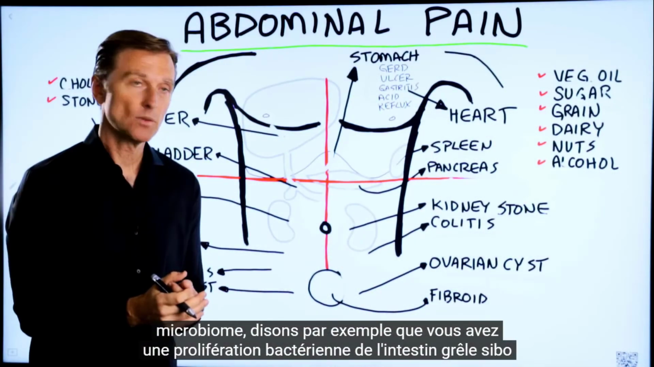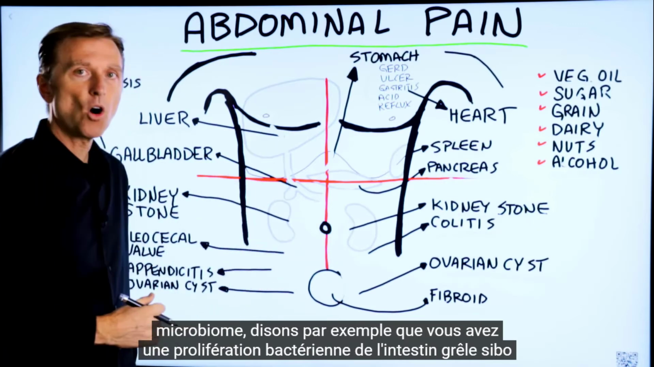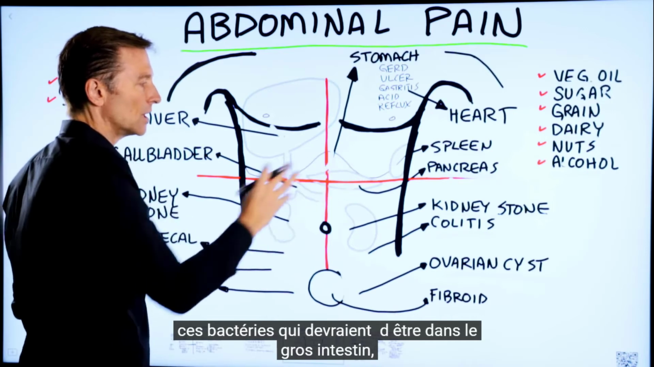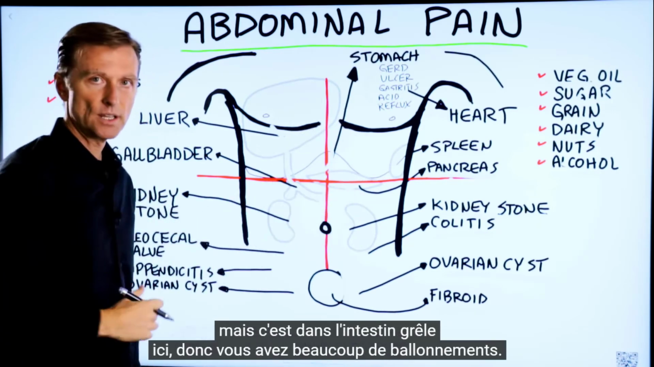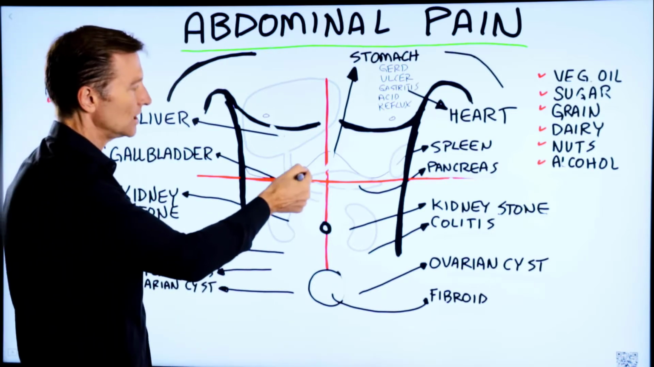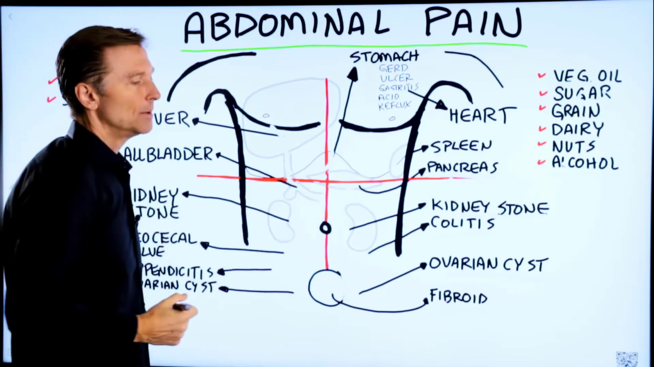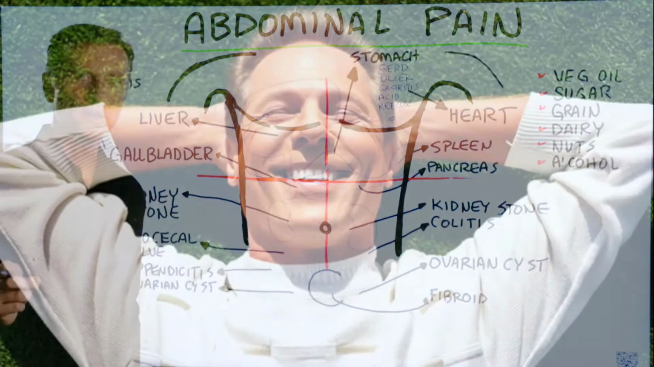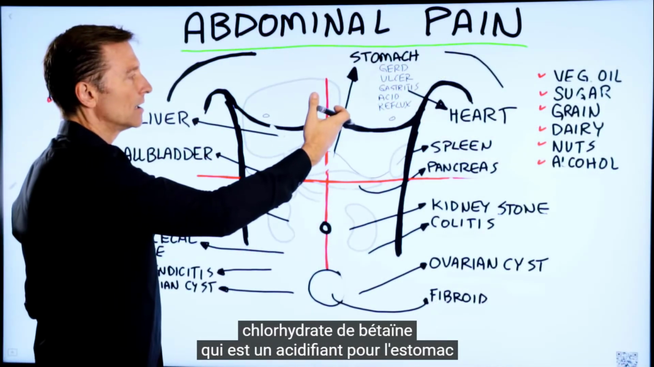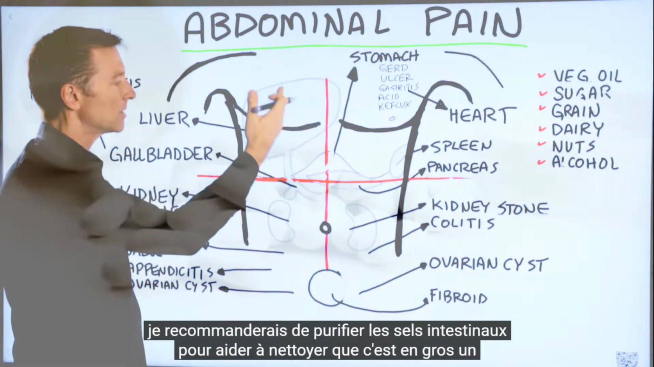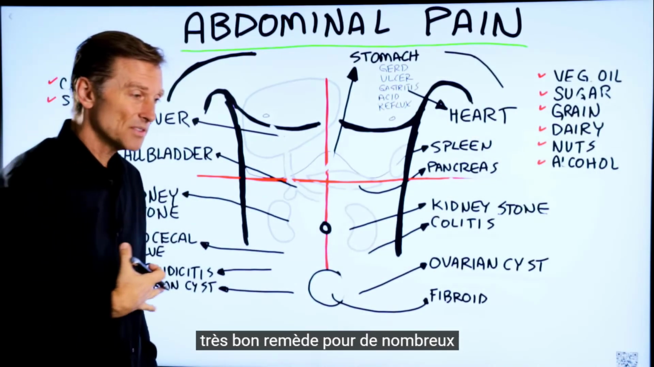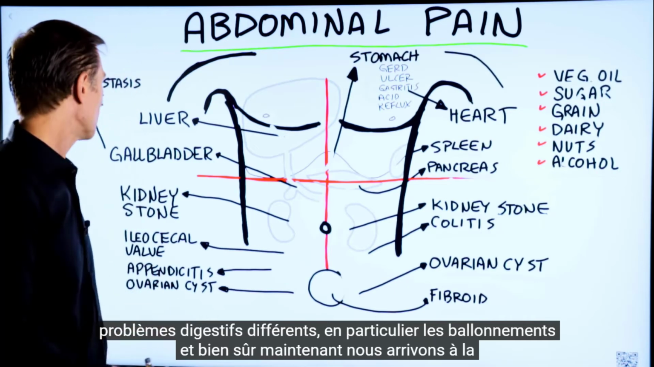So let's say, for example, you have SIBO, small intestinal bacterial overgrowth, in your small intestine. So you have all this bacteria that should be in the large intestine, but it's in the small intestine right here. So you get a lot of bloating. Guess what? Purified bile salts can actually help you get rid of that because it's antimicrobial. It can give someone a lot of relief. So not only would I recommend betaine hydrochloride, which is an acidifier for the stomach, I would recommend purified bile salts to help clean up that. Basically, it's a really good remedy for a lot of different digestive issues, especially bloating.